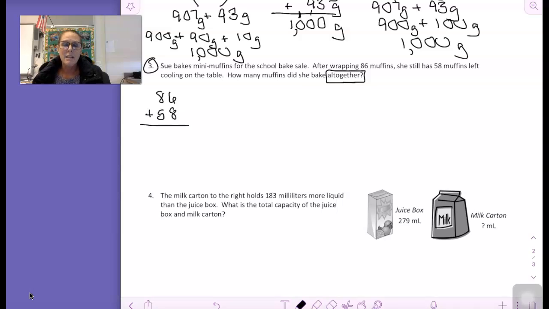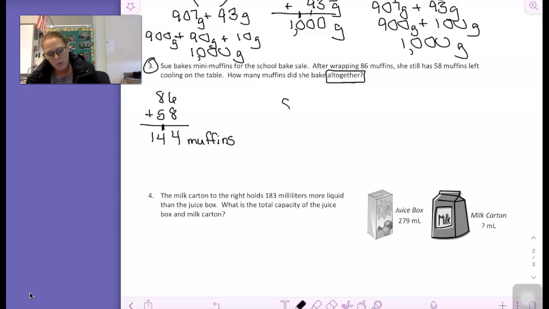6 plus 8, let me think, 14. So I write my 10, my 1, my 10 in the tens place, 4 in the ones place. 80 plus 50, or 8 tens plus 5 tens is 13 tens, plus 1 more 10 is 14 tens. So I have 144 muffins. And boys and girls, I would love if you were repeating what I'm saying. So when we say 14 tens, that means 140, and we end up with 144 muffins.